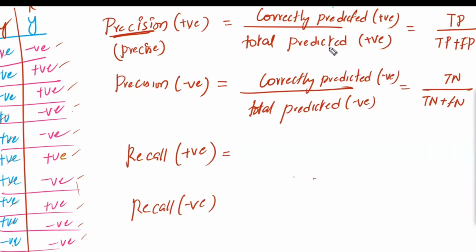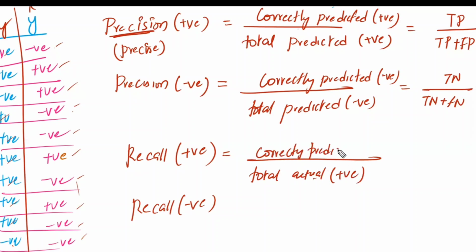Recall: in precision you considered the predicted values in the denominator. Here you have to take total actual positives. In the given data, how many actual positives are there? How many have you correctly predicted within that? The numerator will be the same. In the denominator, we are comparing with actual data, not with the predicted data. TP is actually positive. Along with that, FN is also actually positive, which was predicted negative, but actually it is a positive value. So TP divided by TP plus FN.